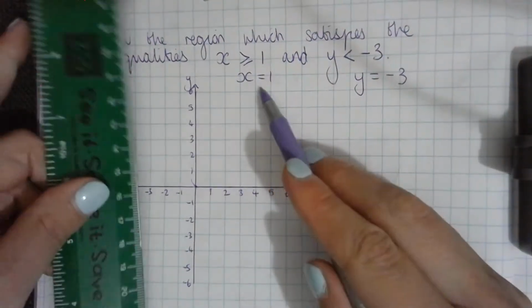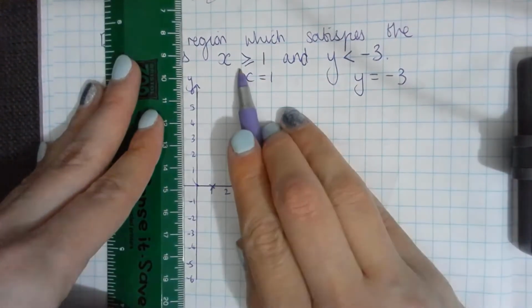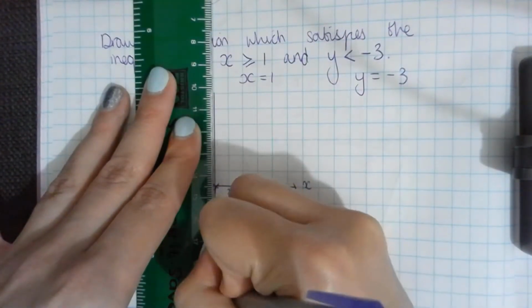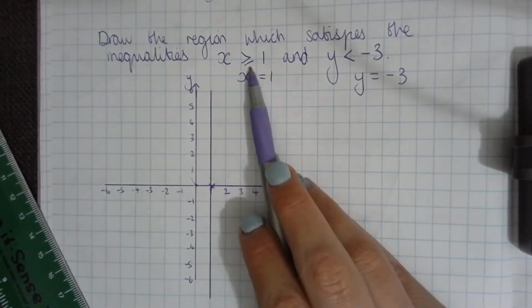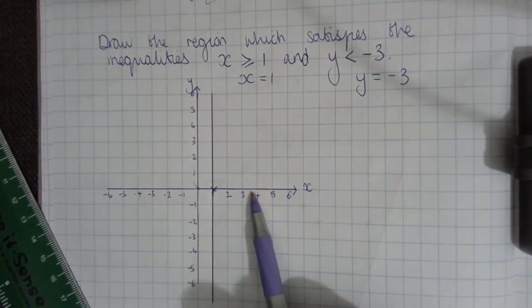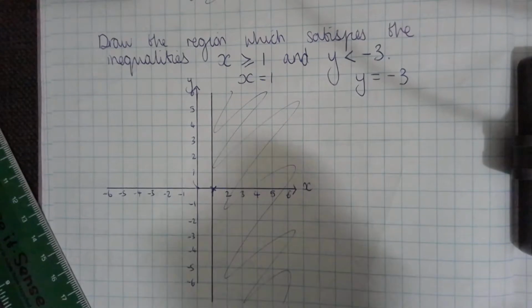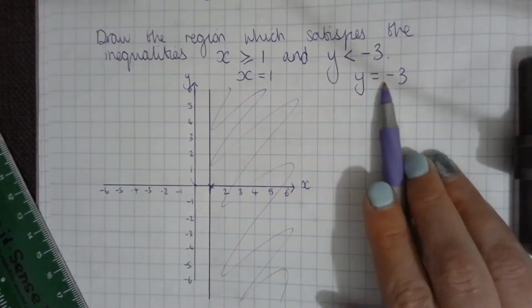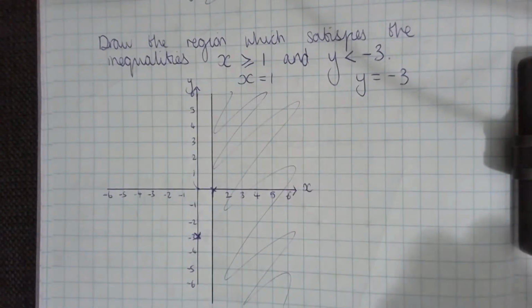So x equals 1 goes through this point here. It's got an equal to, so it's a solid line. And I need x is greater than or equal to 1. Well, 2, 3, 4, 5, 6 are all greater than. So here is the bit I'm interested in. Now I need y equals -3. Well, -3 is here on the y-axis.